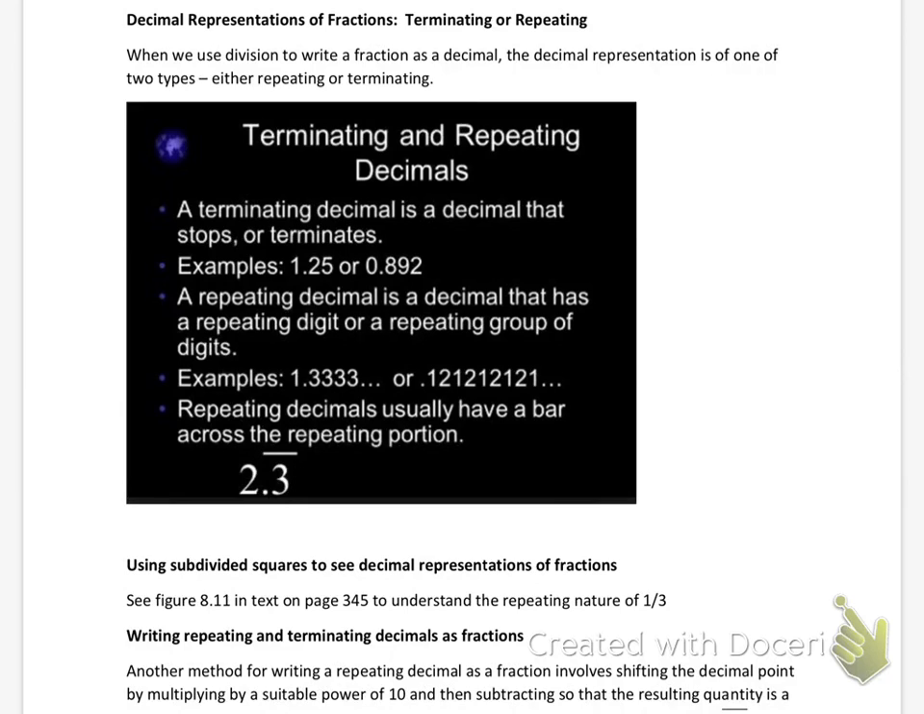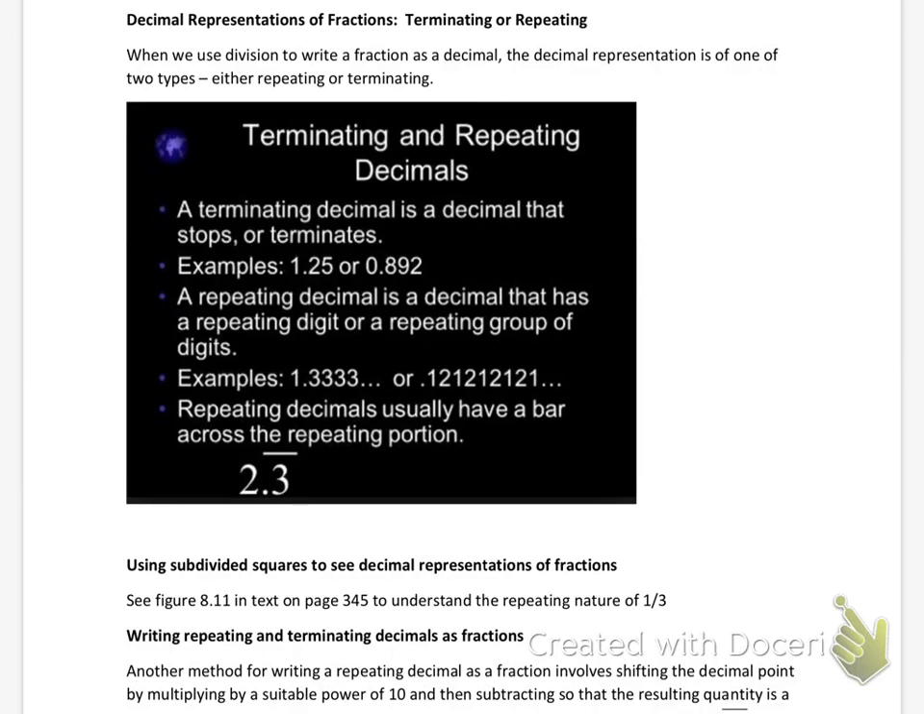So I have this little black box, and the little black box says that a terminating decimal is a decimal that stops or ends or terminates. Okay, an example is 1.25. There are no more digits available, or 0.892. Done. Okay, repeating decimal is a decimal that has a repeating digit or a repeating group of digits.